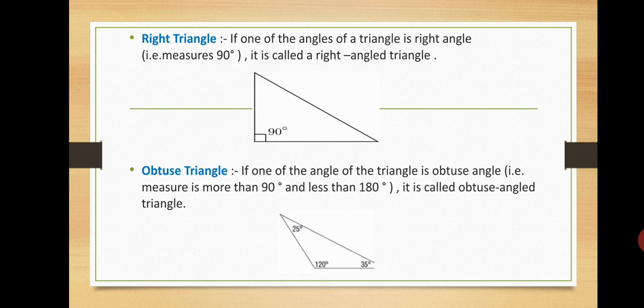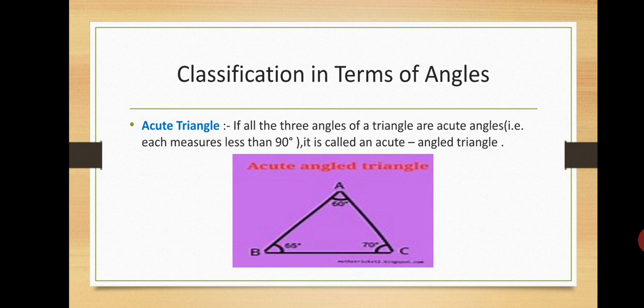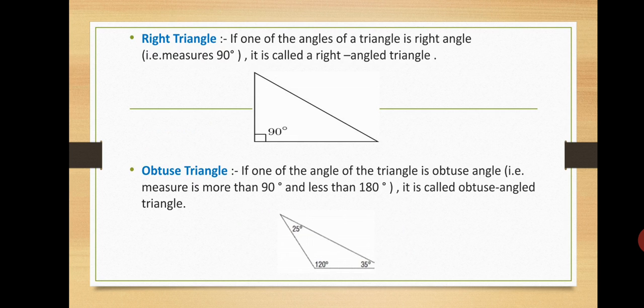The second one is right triangle. We know what is a right angle? A 90-degree angle is called a right angle. So what is a right triangle? If one of the angles of the triangle is a right angle, meaning one of the angles is 90 degrees, then it is called a right angle triangle. Again, in an acute triangle, all the angles should be less than 90. In a right triangle, one angle should be equal to 90 degrees.